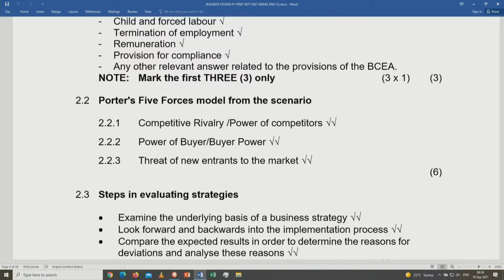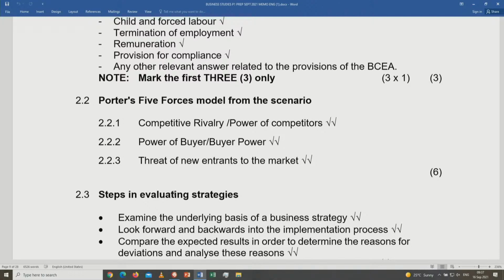And then the third one, threat of new entrants to the market. It has got to be clear there. The word threat is very, very key. Threat of new entrants to the market. So when you mark this, you must really be careful and be strict, because these are the forces and they are there. And your learners cannot come up with shortcuts when it comes to answering this question.